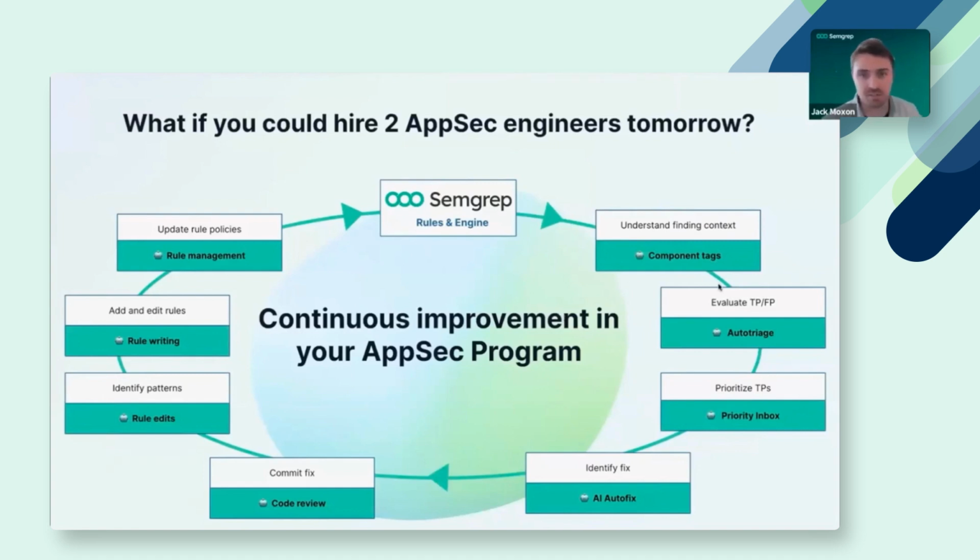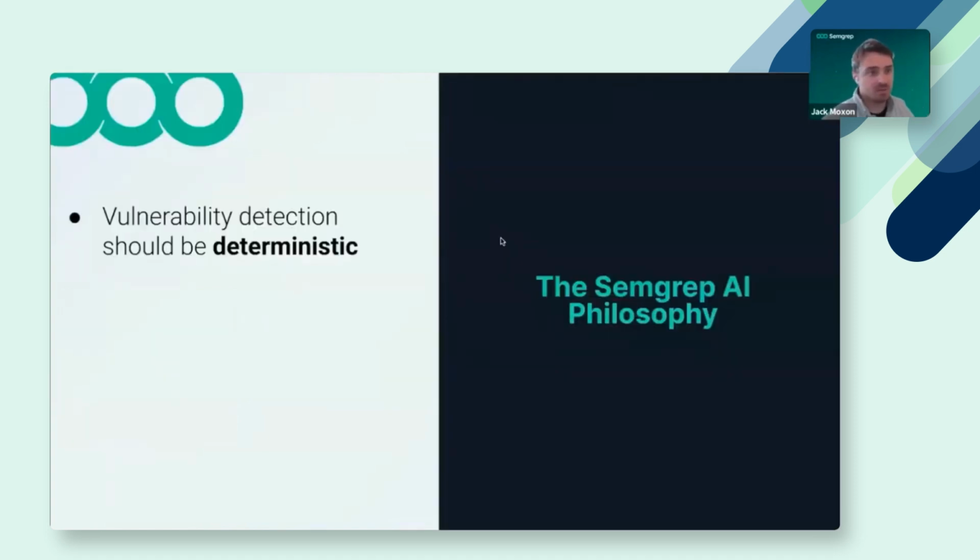A key part of our philosophy, though, is you'll notice our AI features don't really address the core Semgrep engine and the core Semgrep rules. And the reason for that is we think that vulnerability detection should be done by something deterministic like Semgrep. We don't, at least at this stage, think that it's a great idea necessarily to have AI generating findings.